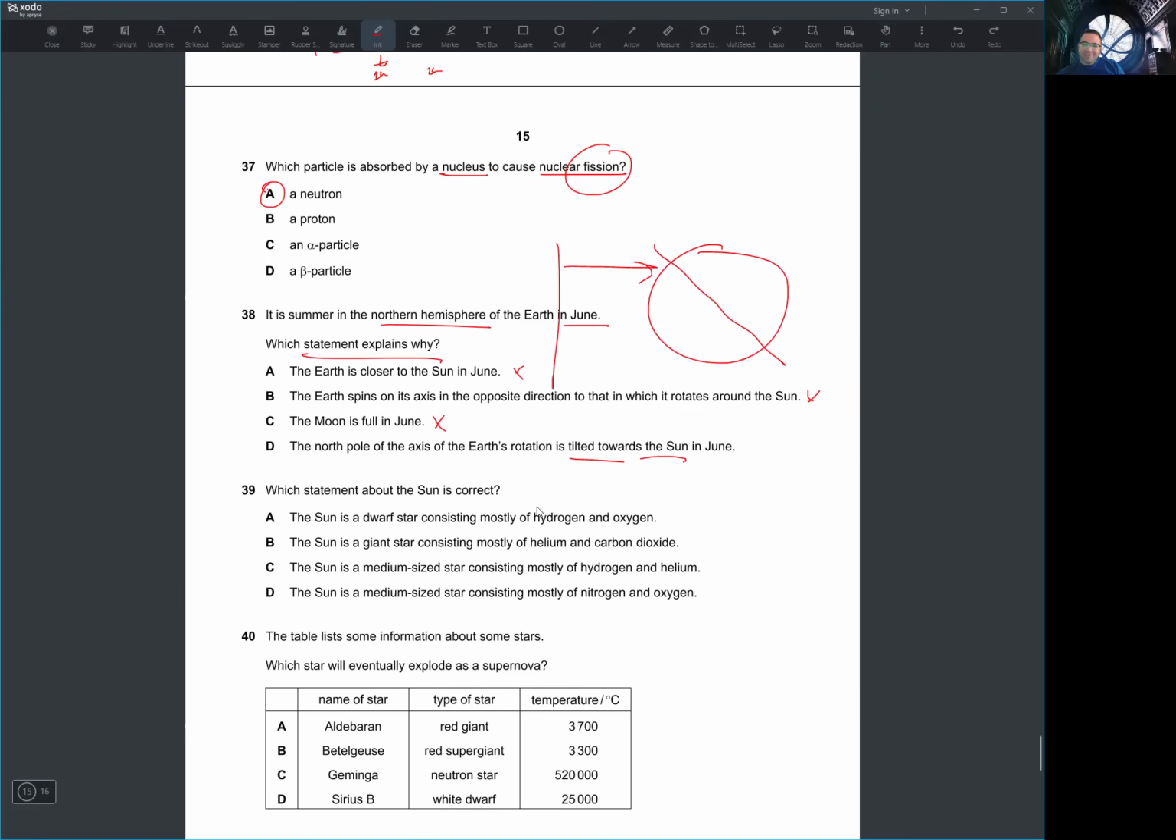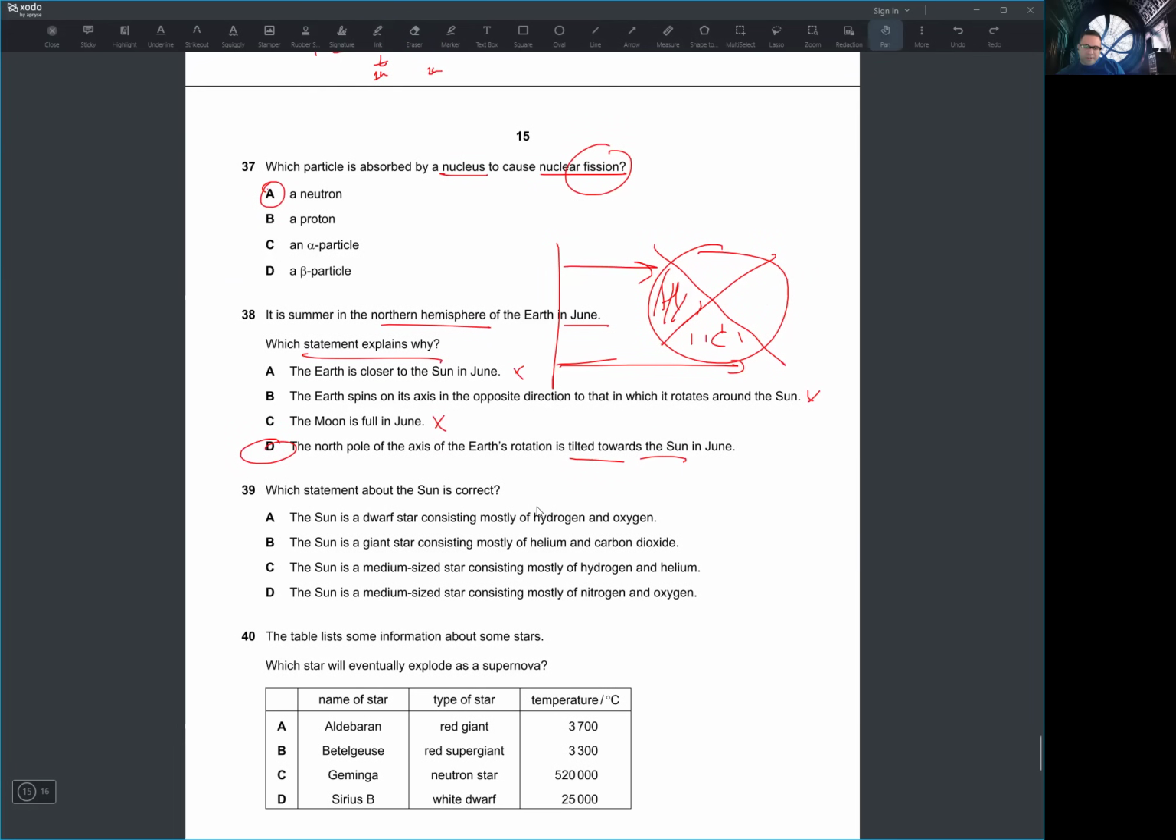So the north pole gets longer daylight hours, so it gets hotter. South pole gets less daylight hours, so it gets colder. Or you can think of the energy spreading out a little bit more, and you've got less intense light hitting the southern hemisphere. Okay, so D.